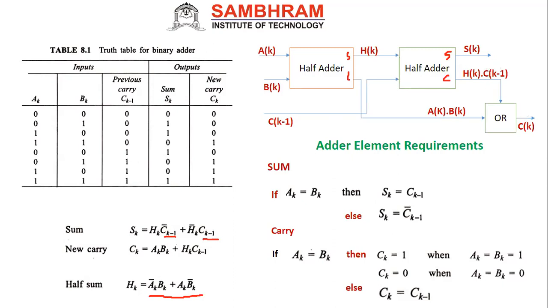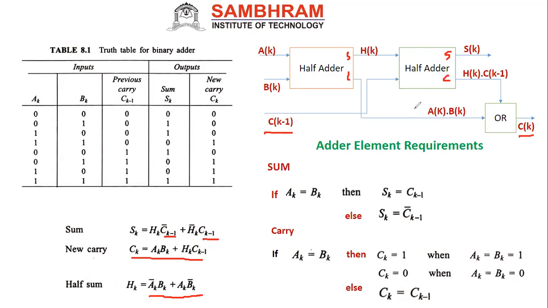Now, what is the final carry I'll get? For the final carry we need an OR gate over there, of this and this. The carry of the first half adder is Ak dot Bk, then the carry of the second half adder is Hk dot Ck minus 1, and then you do the plus. So Ck is equal to Ak Bk plus Hk Ck minus 1. This indicates the new carry, and this indicates the previous carry. Here the half sum means only the half sum.